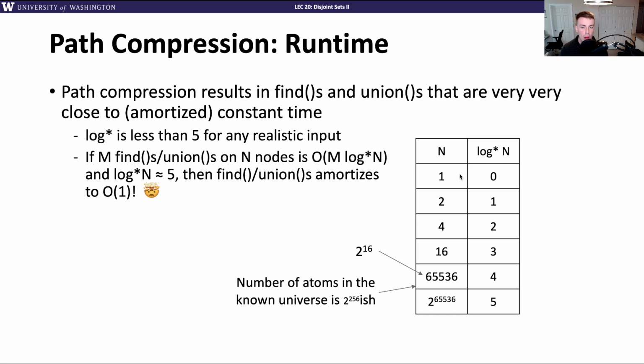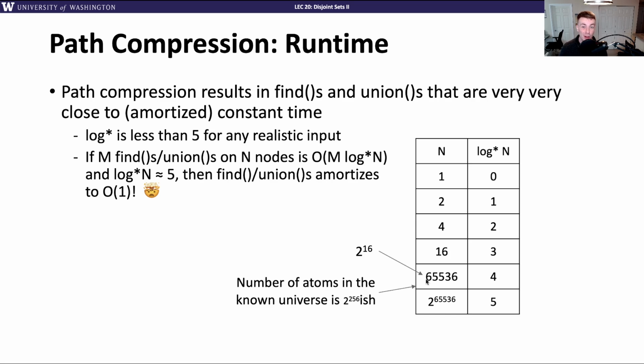When n is 1, the iterated log of n is 0. When n is 2, the value is 1. 4 goes to 2. 16 goes to 3. In order to get the value to go to 4, you have to increase the number to 65,536. And then to increase that to 5, you need to give it an input of 2 to the 65,536. That is an astronomically large number.